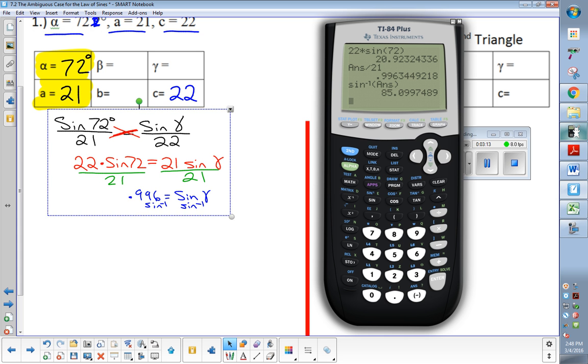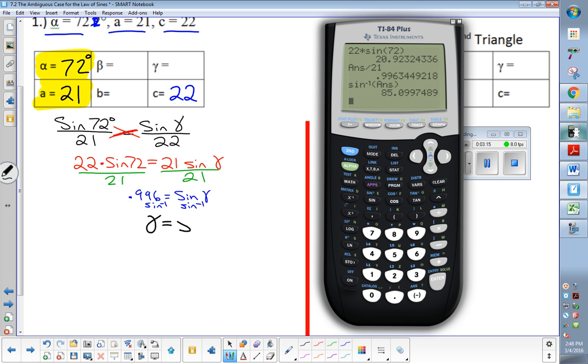Okay, so gamma is going to be equal to 85.1 degrees. We're looking for an angle, so it's 85.1. That's gamma. Cool. Not too bad there, just a matter of typing it in and going.